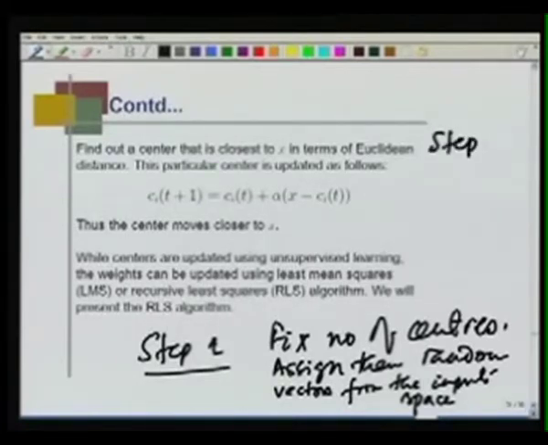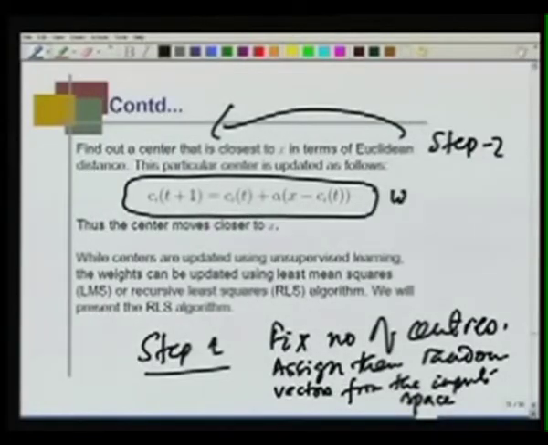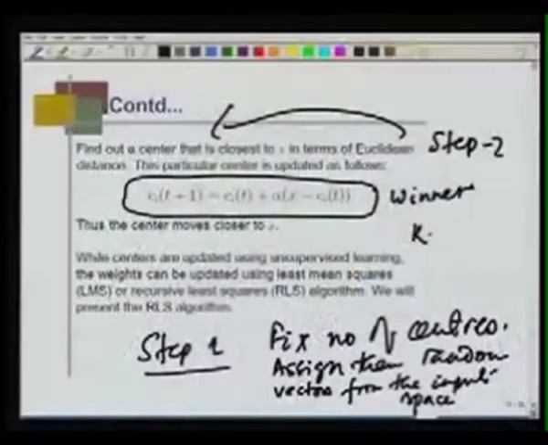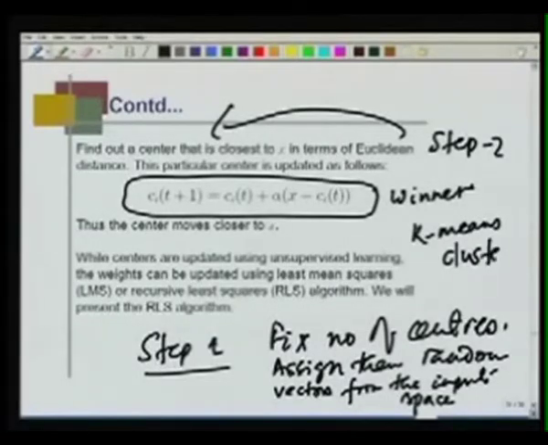What do we do in step 2? Once the centers are fixed, uniformly sampled from the input space, we present an input pattern, find the Euclidean distance between this input pattern and all these centers, which are already fixed, and the numbers are also fixed, and then find the winner. Whichever is the winner, we update the weight of that winner. For all other centers, we do not do any change, the centers remain as they are. And we repeat this process for all the data patterns from the training set. This is called k-means clustering.